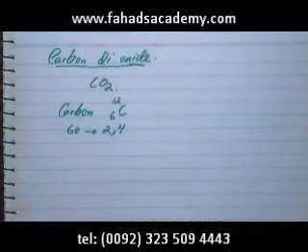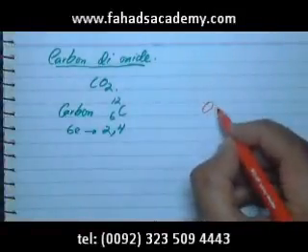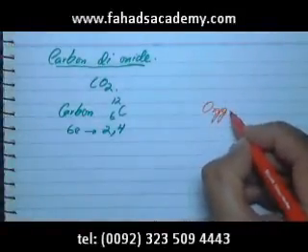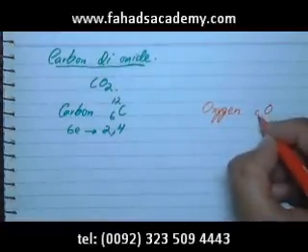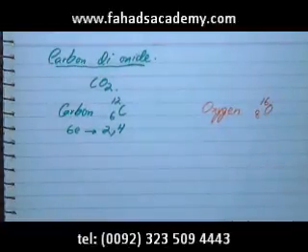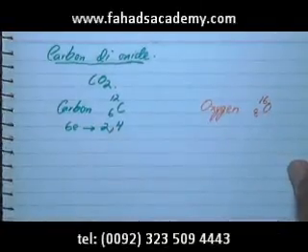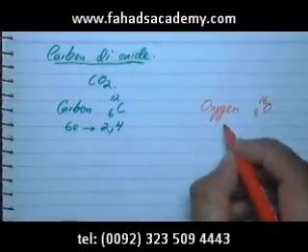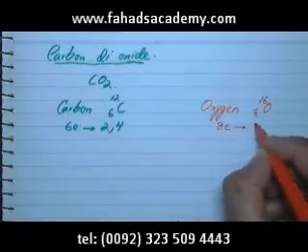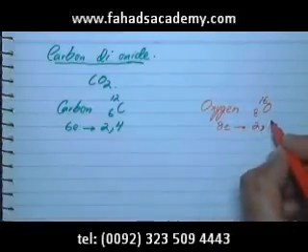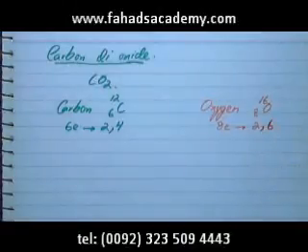Similarly, the other atom is oxygen, and oxygen has a proton number of 8 and an atomic mass of 16. Now oxygen has an electronic configuration. It has 8 electrons. That means it's going to have 2 electrons in the inner shell and a total of 6 electrons in the outer shell.